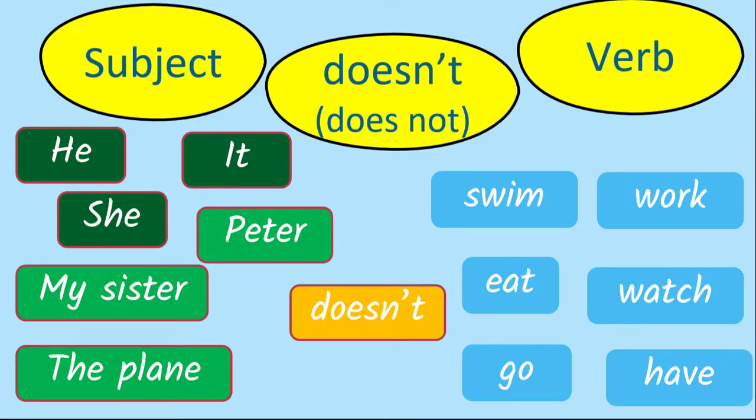Now, when the subject is he, she, or it, we use doesn't before the verb. So we can say, my sister doesn't eat meat. He doesn't swim in the lake. Now make some sentences of your own.